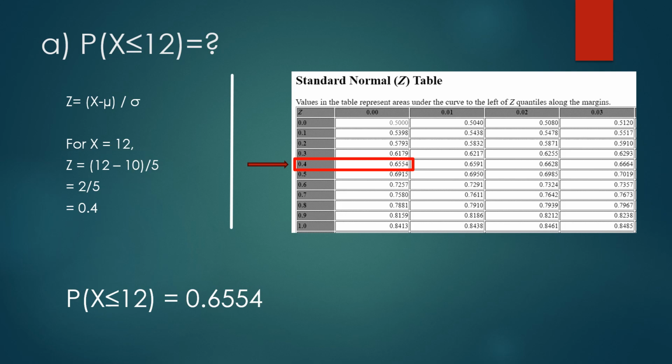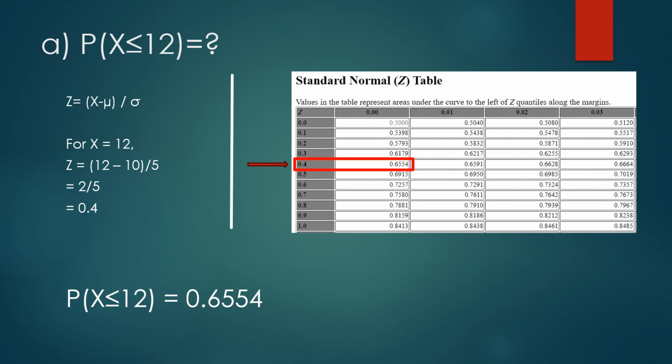Here we are looking to find the probability that a random variable x is less than or equal to 12. Z is a standardized value which can be calculated by z is equal to x minus mu divided by sigma. Here mu is already determined to be 10 and sigma is given as 5. So the final calculation gives z as 0.4.